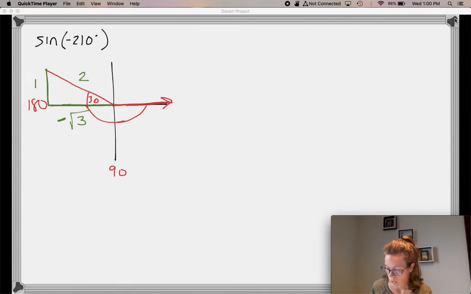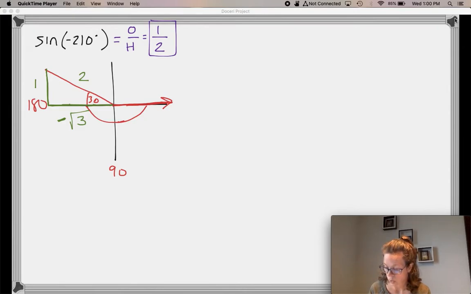Okay, so now that our triangle is labeled, we're ready to SOHCAHTOA. I kind of use that like a verb. So we're ready to SOHCAHTOA. Sine is opposite over hypotenuse. So we're looking at that 30 degree, always look at the angle that's next to the origin. Opposite of the 30 degrees is 1. Hypotenuse is 2. So our answer is 1/2.